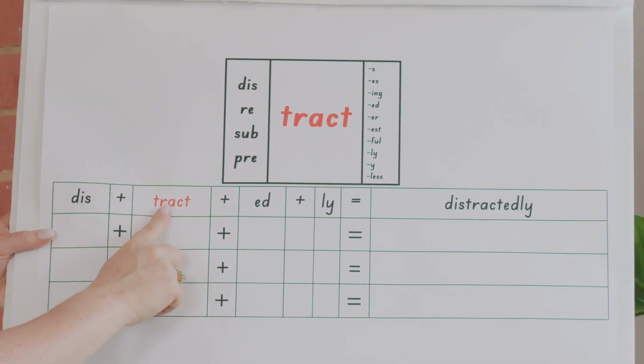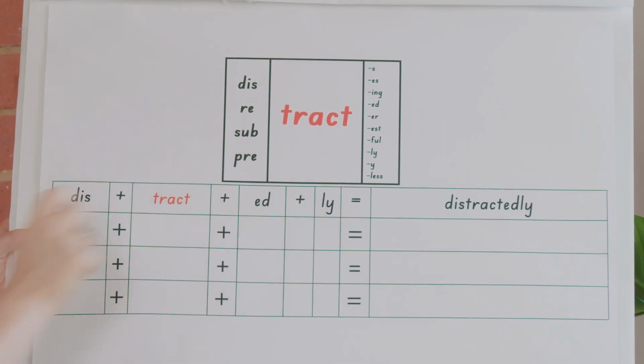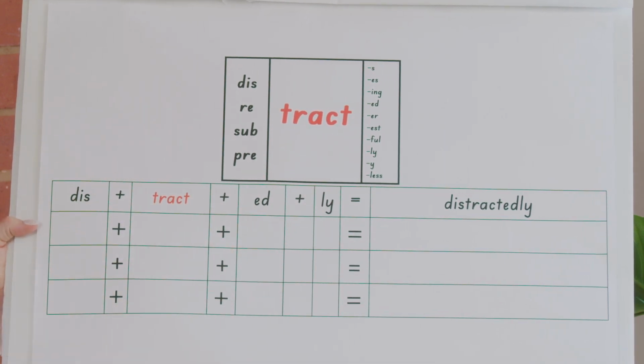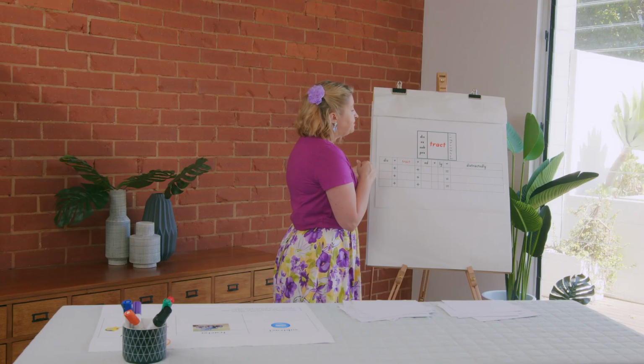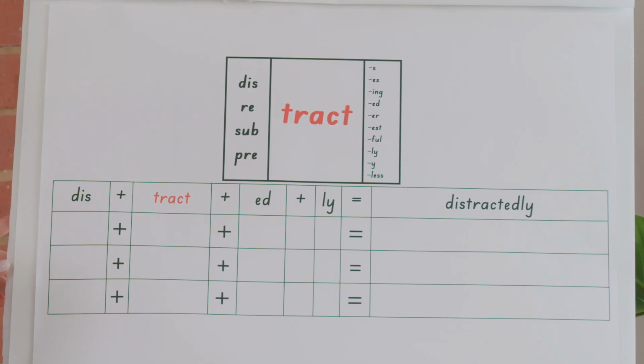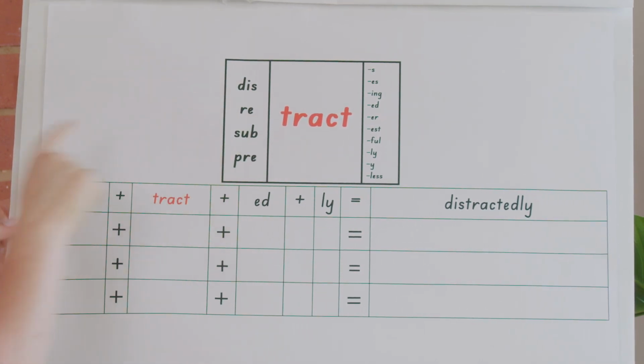We've got distractedly. Oh, there we go. We didn't do that one when we worked it out before. So you can do more than one suffix. Distractedly. To do it in a distracted way. Wonder if there's any others that you can do like that. Subtractedly? Maybe.